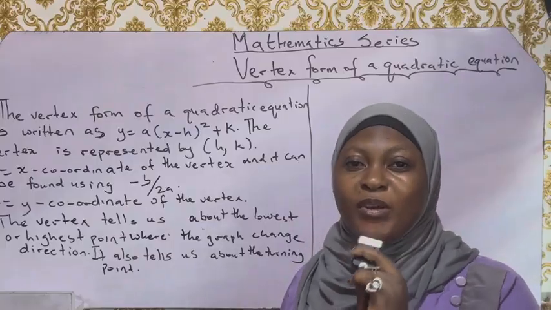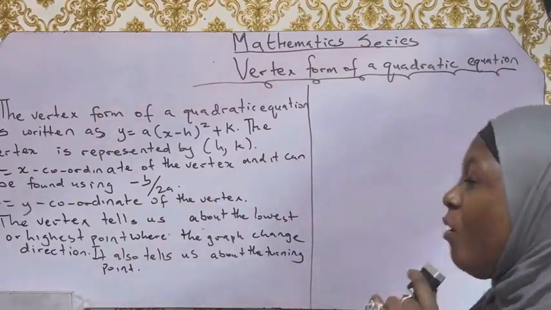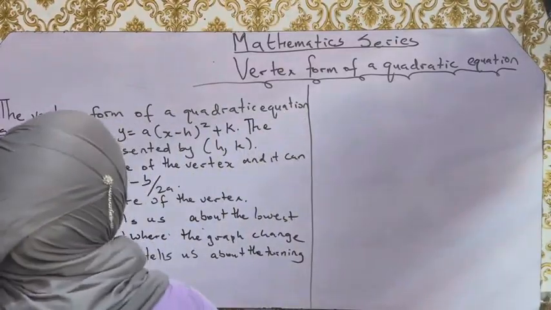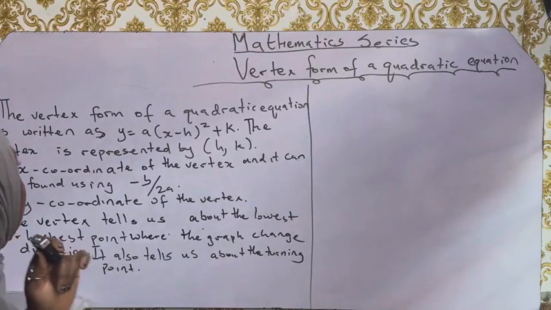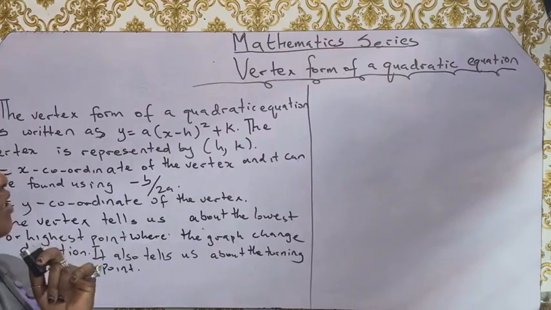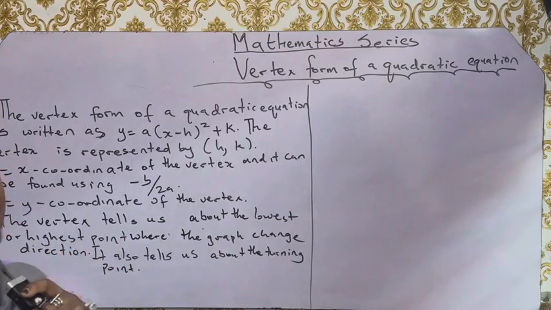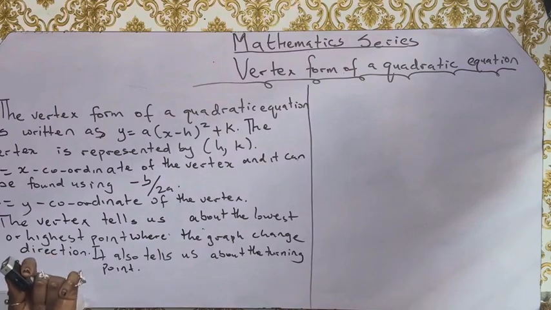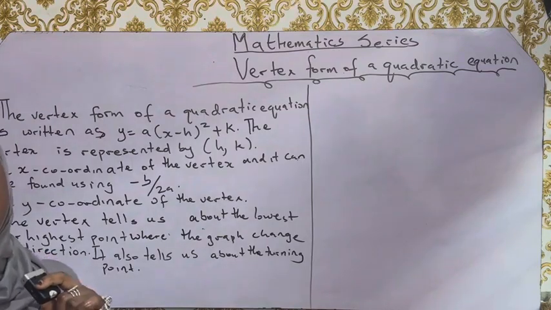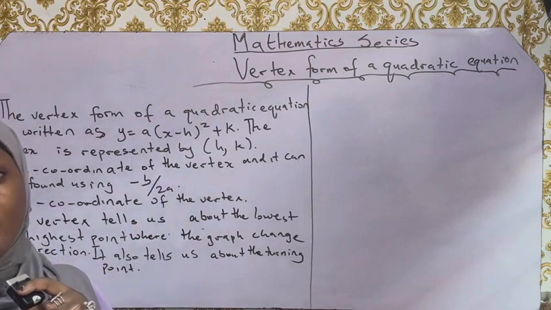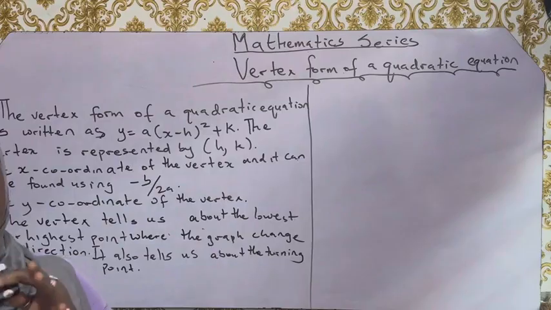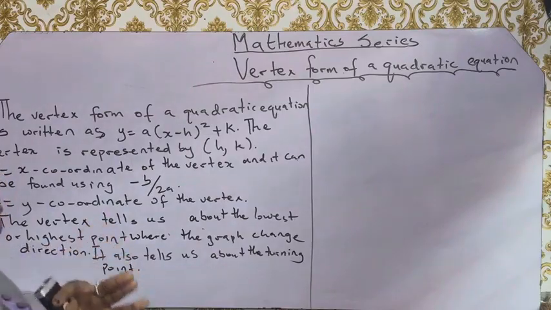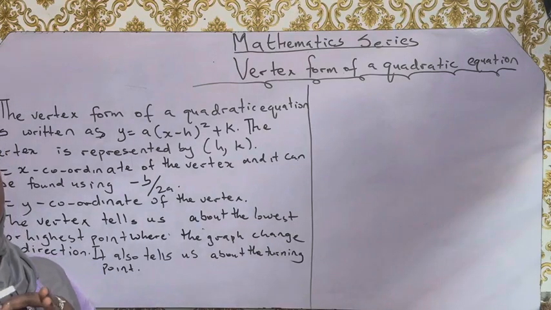In today's class, we are going to be talking about the vertex form of a quadratic equation. What is the vertex form of a quadratic equation? The vertex form of a quadratic equation is represented by y equals a(x minus h) all squared plus k. Now, we also have the vertex, which is either the highest point or the lowest point of the quadratic graph, and is represented by (h, k), where h is the x coordinate of the vertex and it can be found using minus b divided by 2a.